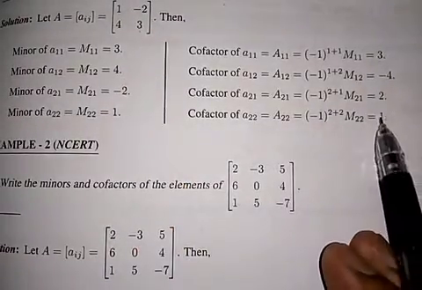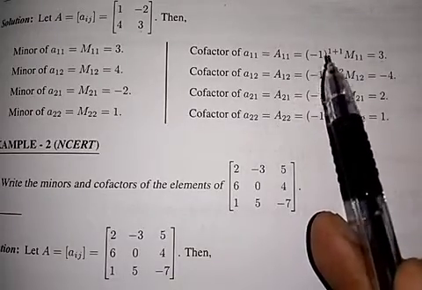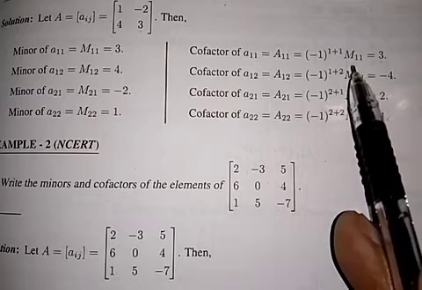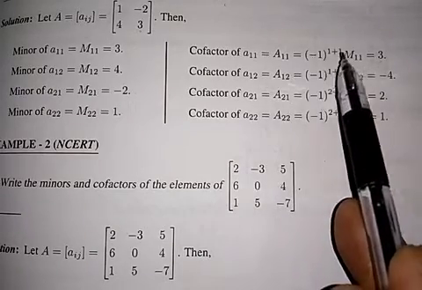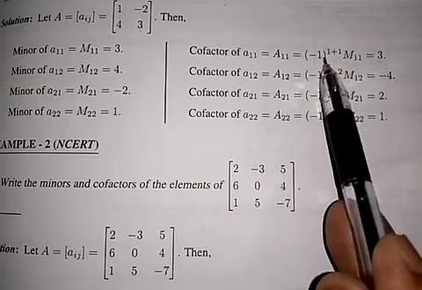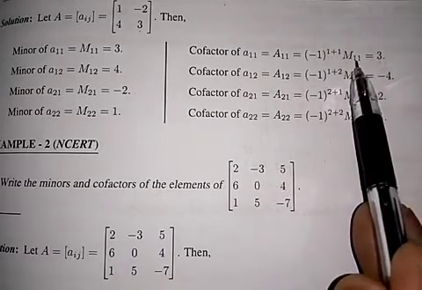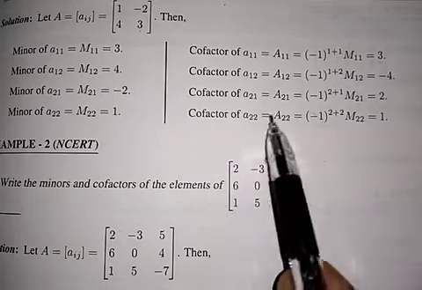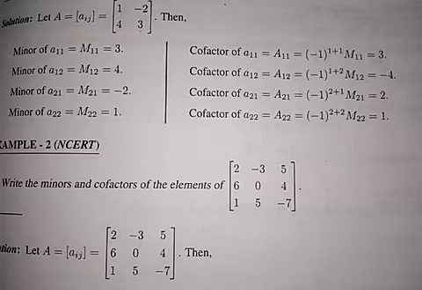To find the cofactor, we have to multiply by minus 1 power i plus j, multiplied by the minor. Here i equal to 1, j equal to 1, so minus 1 power 2 multiplied by minor equal to 3. Similarly, we can find all minors and cofactors of matrix A.